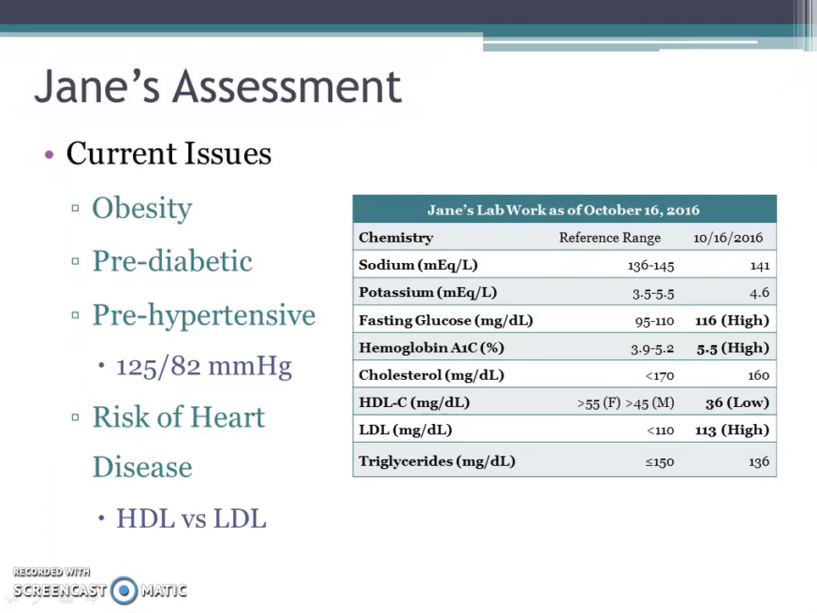The prehypertensive risk is seen within her blood pressure measure of 125/82, as well as her elevated LDL or bad cholesterol levels and her low HDL or good cholesterol levels. When LDL is high, an individual is at risk for plaque building in their arteries. Jane's mother also has a history of hyperlipidemia.